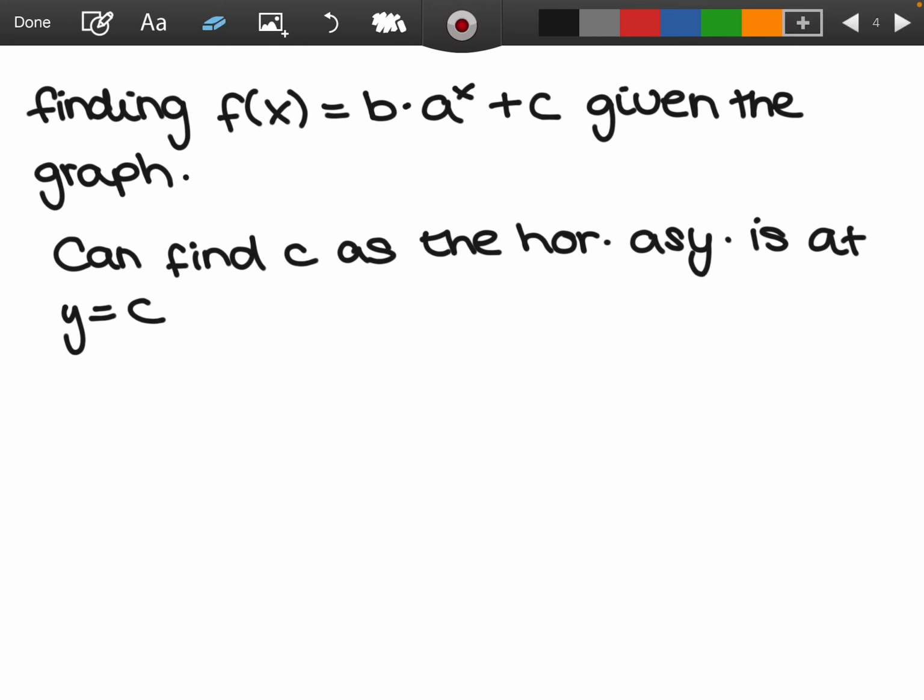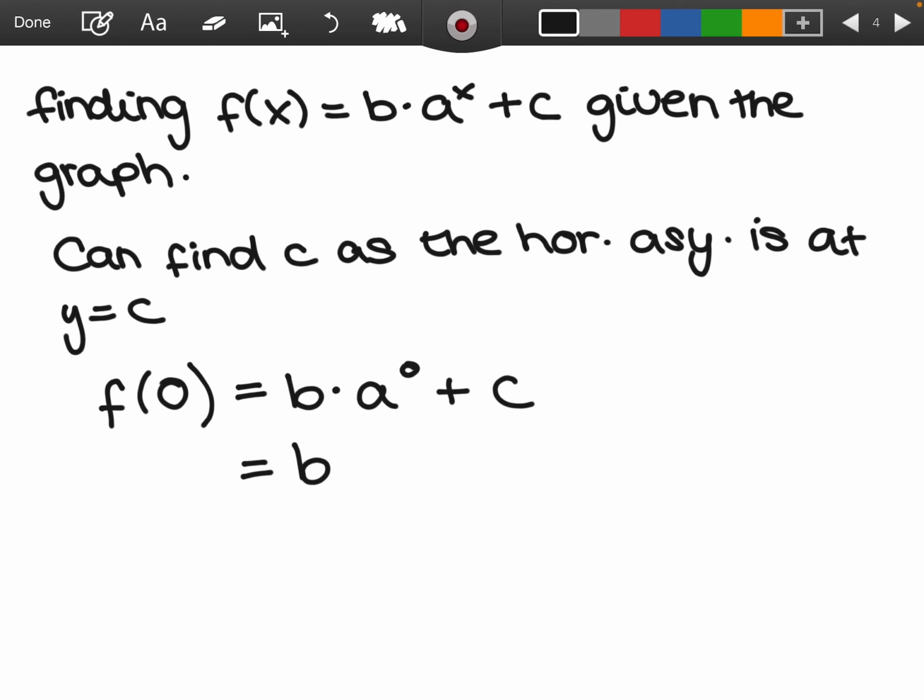You will be given the graph and a couple of points that are on that graph. One of the points that you will always be given is the y-intercept, the point where x is equal to 0. That means that we will know the value of f of 0. So plugging that 0 value in would be b multiplied by a to the 0 plus c. Now we know what c is. And any value to the power 0, as long as it's not 0, but we don't consider a to ever be 0 anyway, a to the 0 is 1, which leaves us with b plus c.